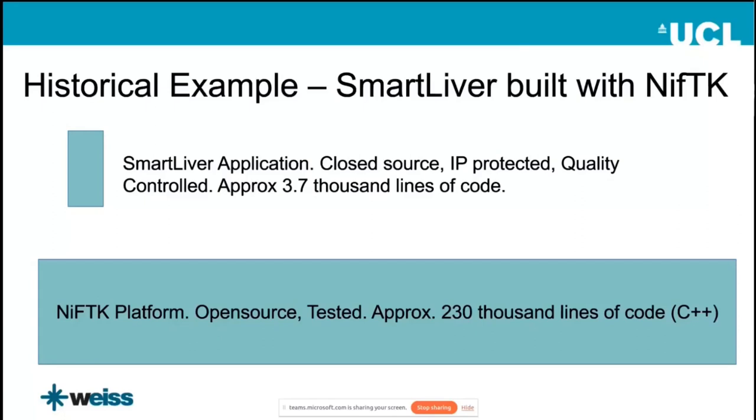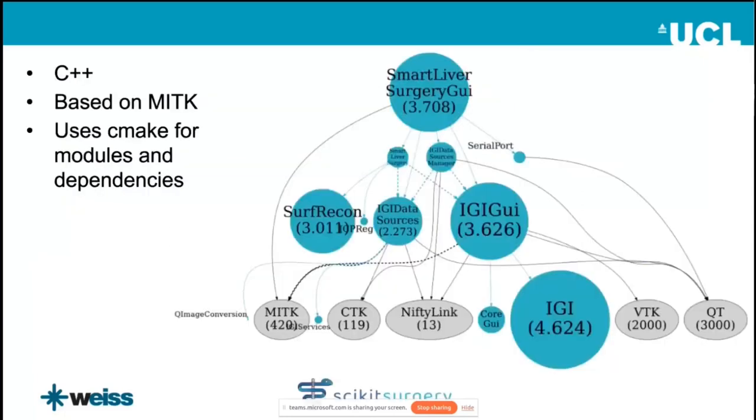So all our code is modular. NifTK is modular, MITK, which it is based on, is modular. So this is an attempt to display that modularity in an intuitive way. This is Smart Liver, and all these circles are scaled based on the size in terms of lines of code that they occupy. So the Smart Liver bit, the unique IP bit, is up here on the top, and it depends on all of these modules. The blue modules are part of NifTK.